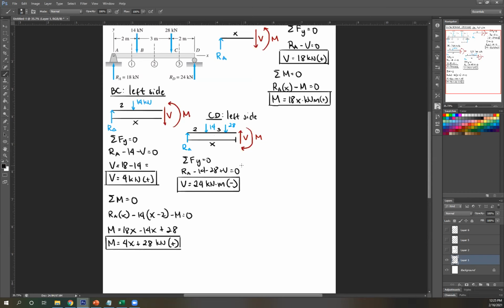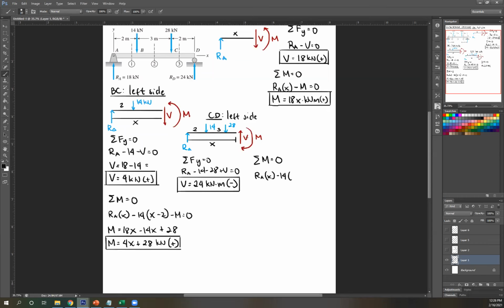Then next, summation of moment equals 0. So to get this, let's start with the leftmost side again. RA is clockwise about this side, so RA times distance x. Then 14 is downward, rotating it about this side. Again, you get counterclockwise, so negative 14.